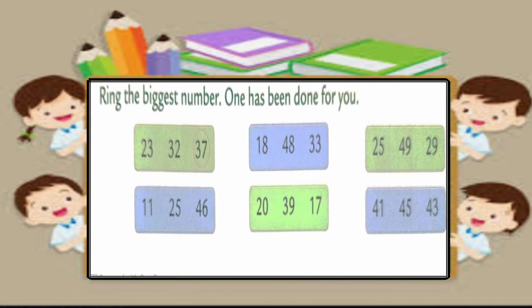Ring the biggest number. First we have 23, 32 and 37. Observe it carefully and tell me which is the biggest. We already have learned how to find out the biggest number. So we can say that 37 is the biggest number.